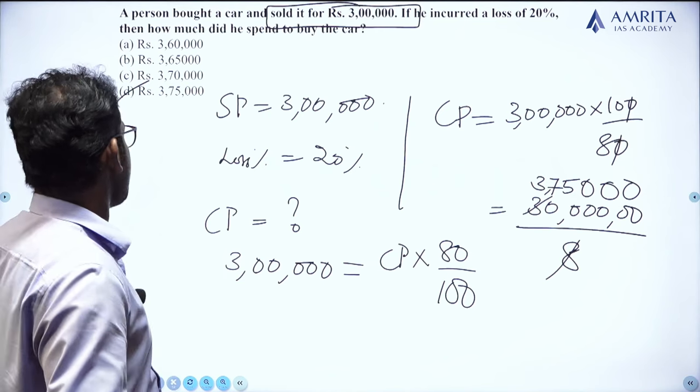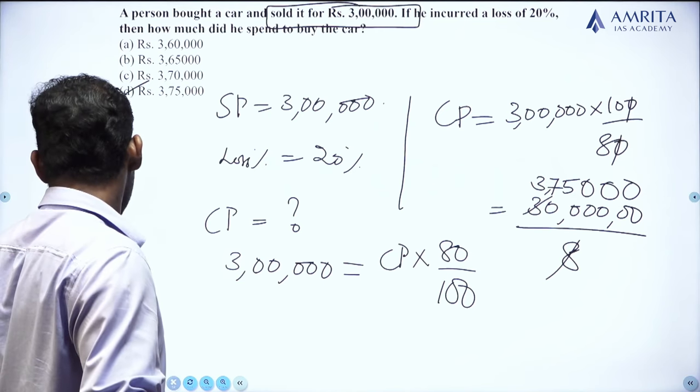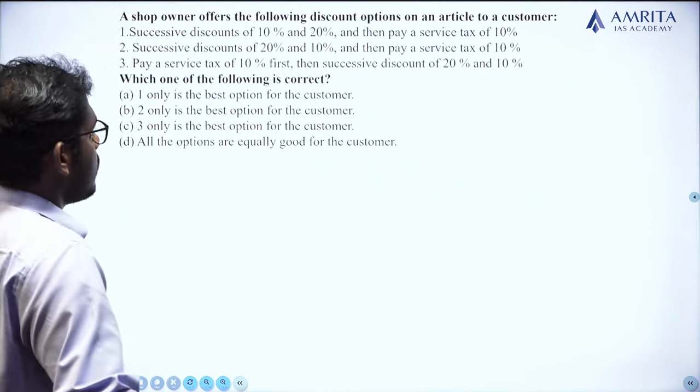So the answer for the question is option D, 3,75,000. The last question from this particular topic.